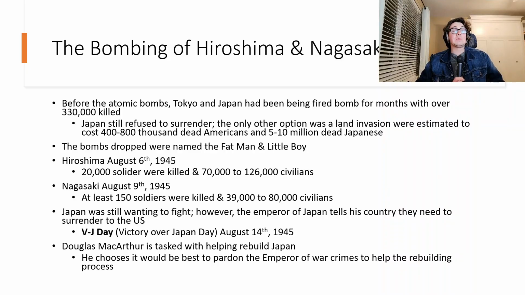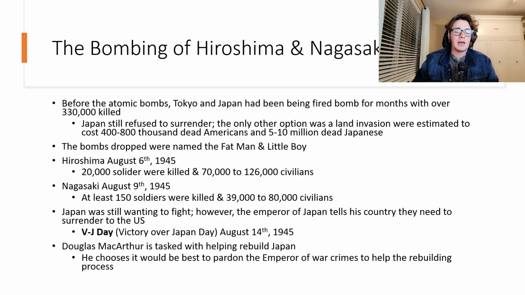Japan is actually willing to continue to fight, not just after the first bomb, but after the second bomb. It's not until the Emperor of Japan steps up and tells his country, you need to stop this fight, this is not worth it, that Japan finally decides to surrender. The Emperor goes over Hideki Tojo and the military leaders, and tells them you need to surrender. This is going to lead to VJ Day, or Victory Over Japan Day, on August 14th, 1945.